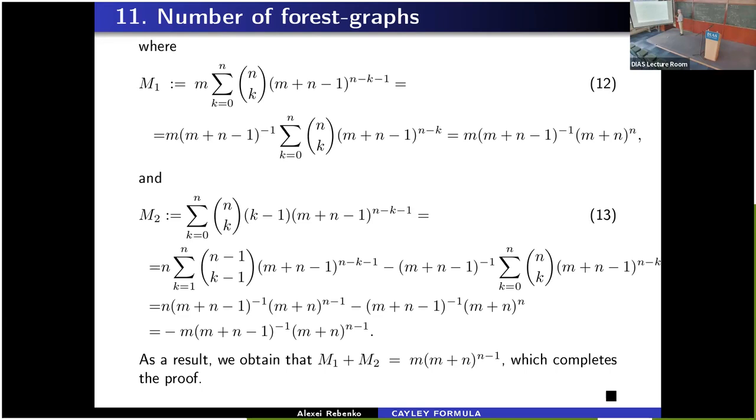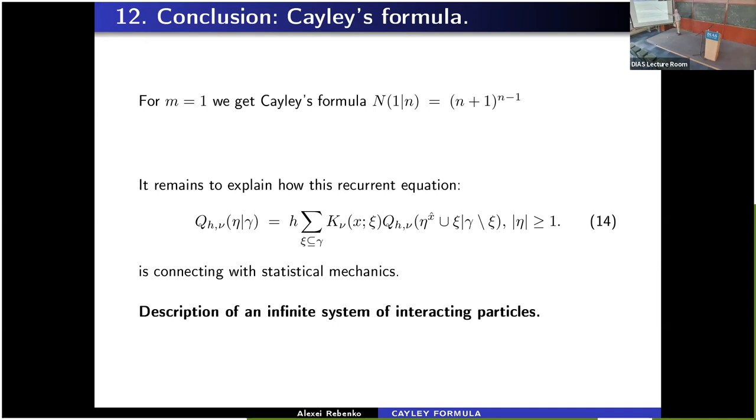This is the number of forests, and we should remember that we are going to count how many trees. In this case, m is equal to 1, and we obtain just for m equal 1, k is 4. So n 1 m is just the formula for this particular case. Now it remains to explain how this recurrent relation appears in statistical mechanics.